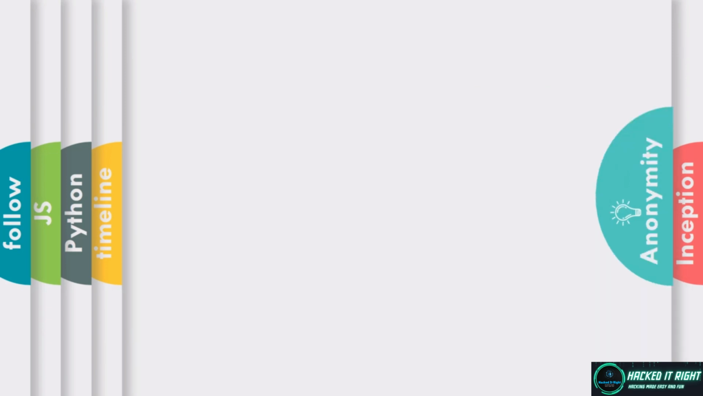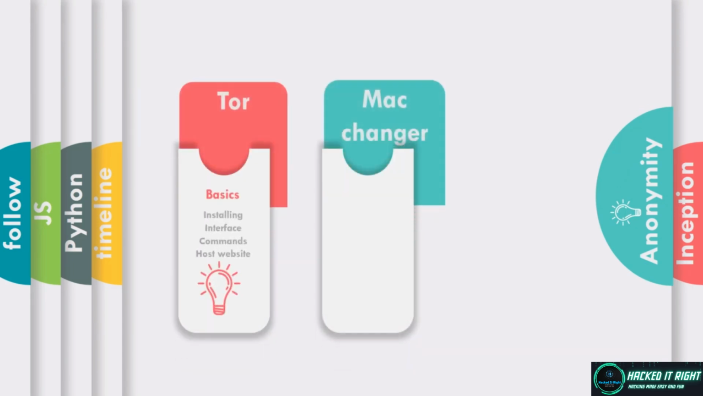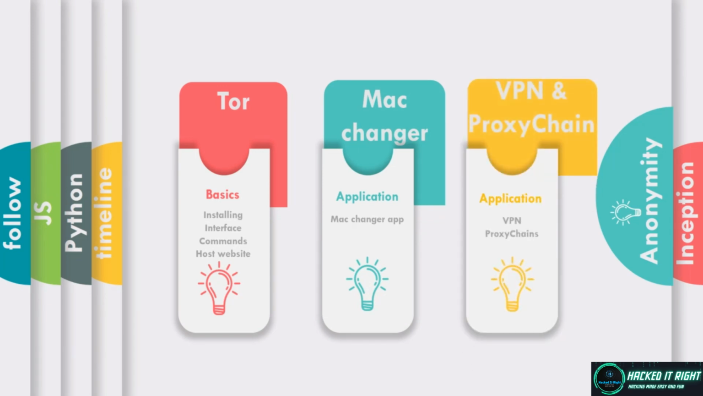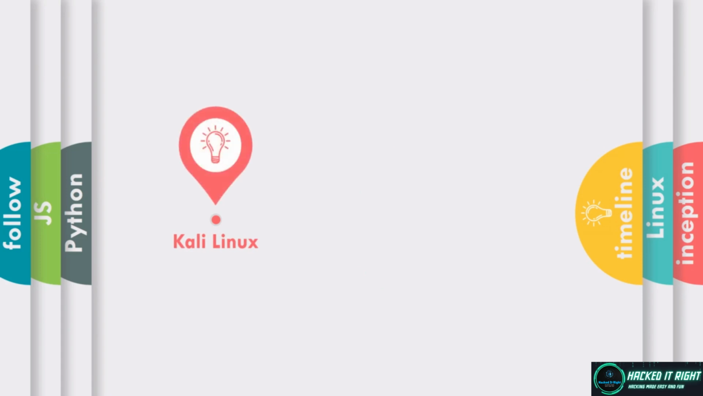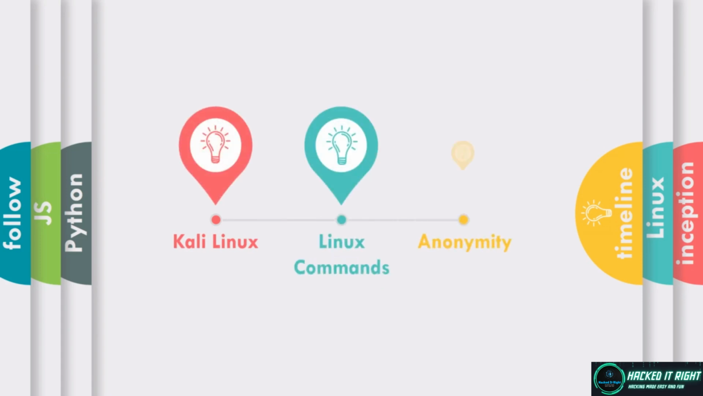So after we complete the Kali Linux section, we'll see how to remain anonymous in the hacking process. We'll see how to use the Tor browser, its interface and the commands, and we'll completely host a website with the help of the Tor network. After that, we'll make an application that will change the MAC addresses. We'll also learn how to remain anonymous with proxy chains and VPN servers. After we complete it, we'll see the timeline that covers the entire Kali Linux section. We'll also learn about the commands and how to remain anonymous with the help of VPN and proxy chains.